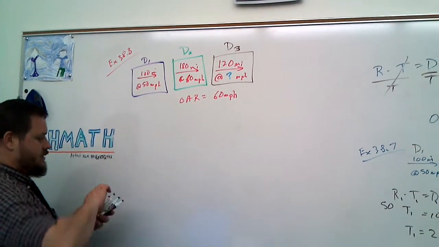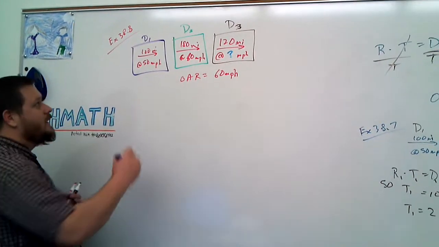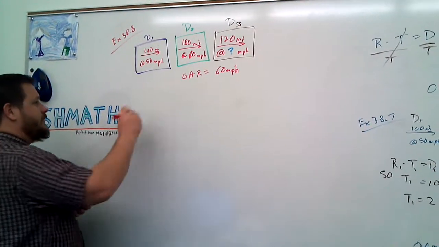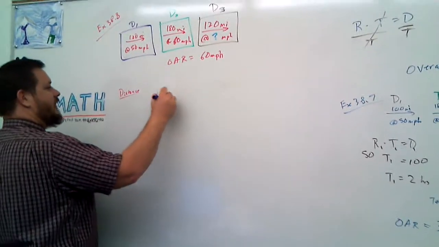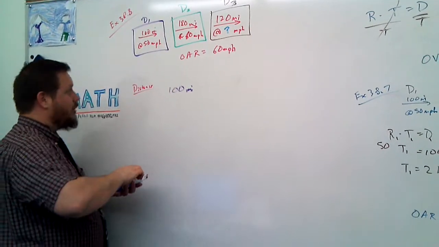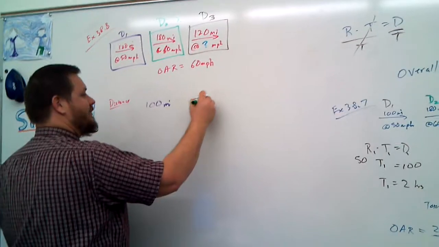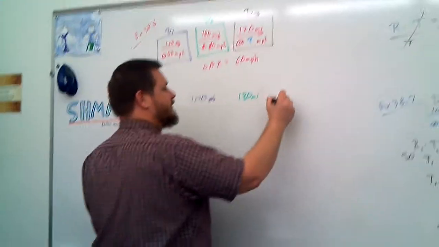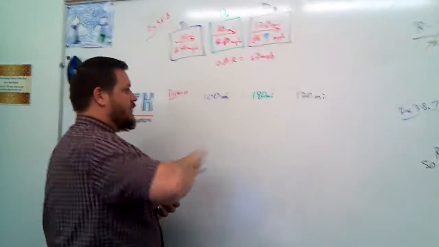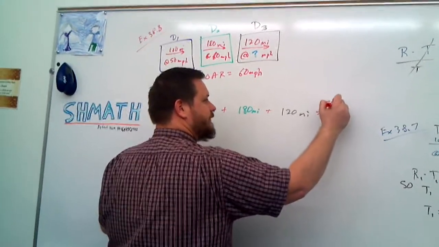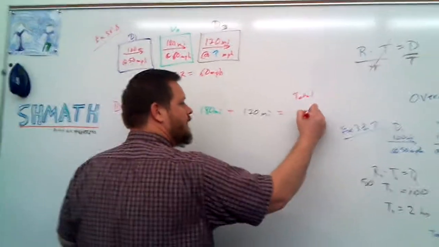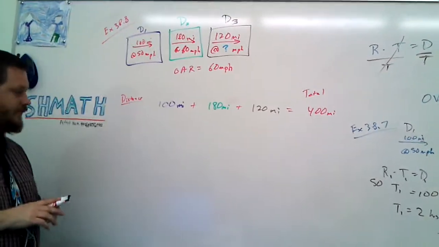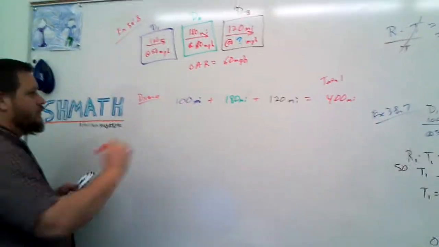So here's what we're going to do. Let's set up distance. Our first distance is 100 miles. Our second distance is 180 miles. Our third distance is 120 miles. So in red, what is the total distance? 100 plus 180 plus 120. Total distance.